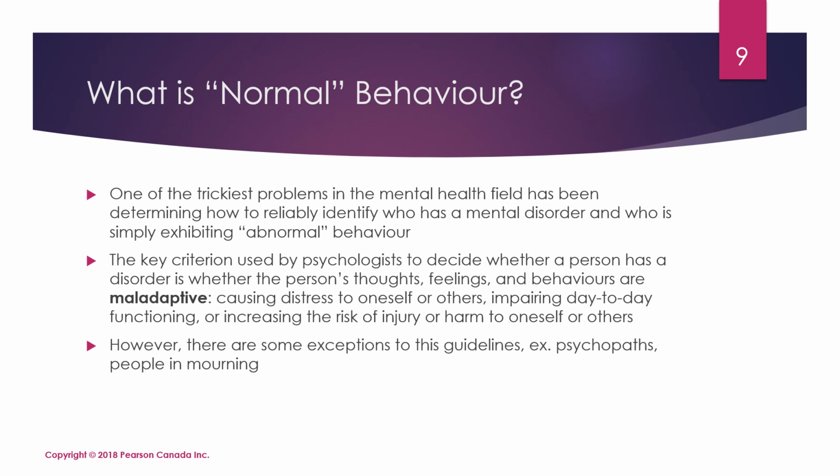However, there are some exceptions to these guidelines. For example, people who are considered psychopaths tend to have very shallow, if any, emotional responses. So their behaviors are probably not going to cause them any distress, where it says causing distress to oneself. People in mourning, if they're mourning the loss of a significant loved one or someone who is very important to them, that's probably going to impair their day-to-day functioning, but doesn't necessarily indicate a disorder. So maladaptive patterns of thoughts, feelings, and behaviors are indicative of disorder, but they don't necessarily guarantee that there's a disorder there. And also, some disorders might not show some of these maladaptive patterns.